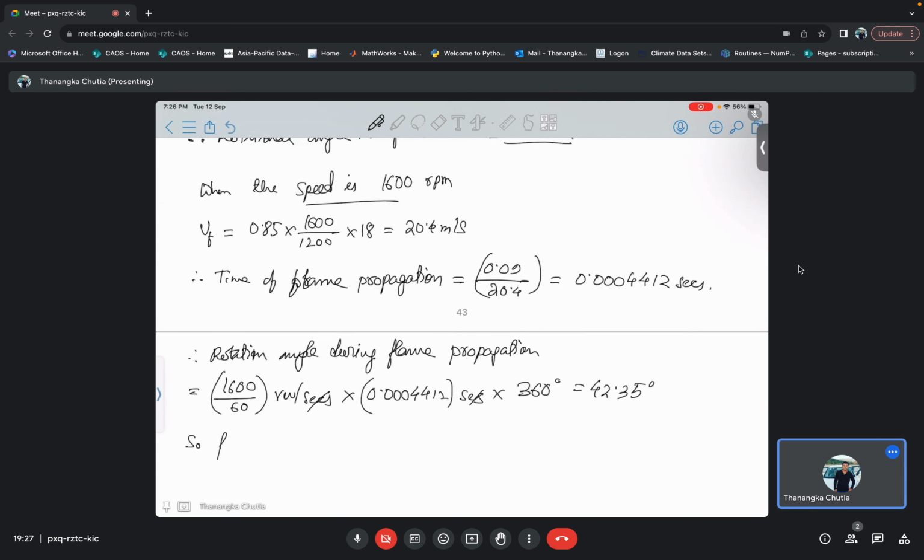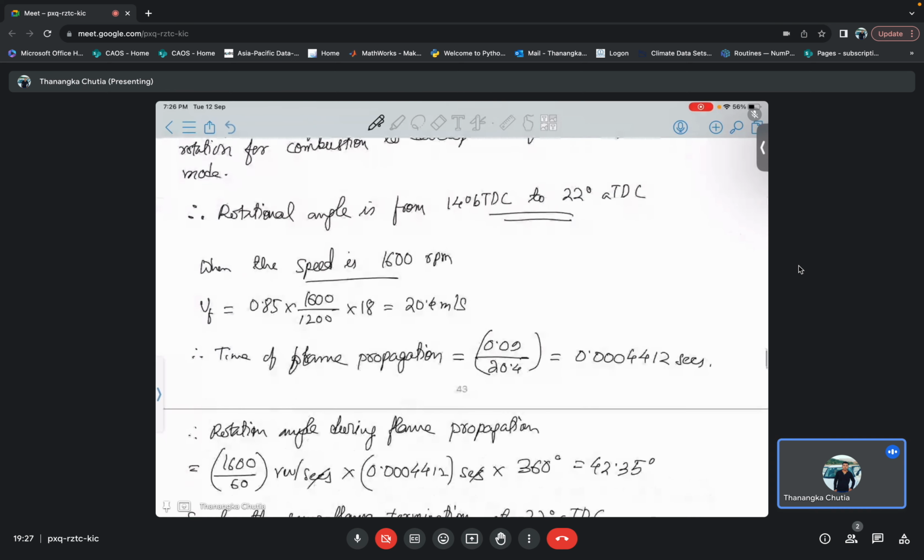So for the same flame termination at 22 degree after TDC, they are telling us that the flame stops at the same time. Okay, that is 22 degree after TDC, flame propagation must start now earlier. Okay, because the angle is bigger now. Earlier case your angle was 36 degree, now your angle is 42.35 degree.